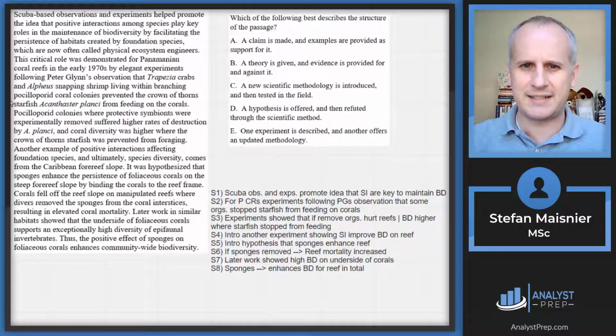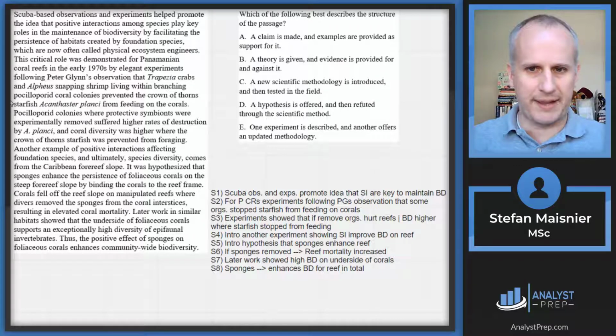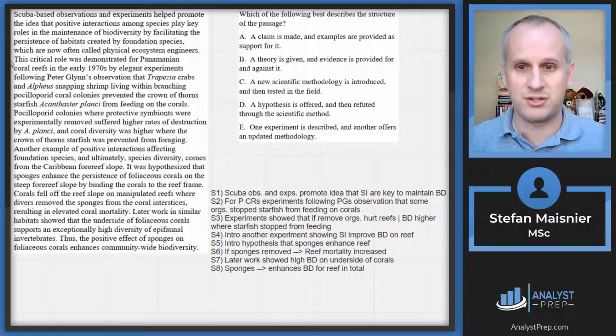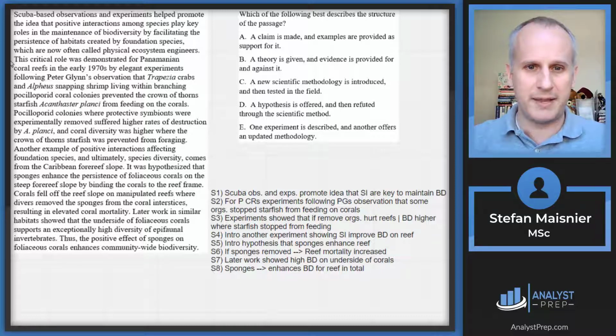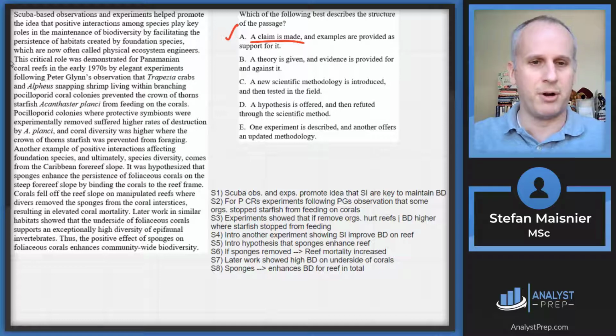So one of the tactics that the exam likes to do is they'll put your main idea question at the end of one of these denser passages. So here we're being asked, which of the following best describes the structure of the passage? And again, we already kind of have it all set up here in our passage map, so we probably can go straight to the elimination. So a claim is made, yeah, and that would be sentence 1 right there. And examples are provided as support for it. Wow, that actually went pretty smoothly because you're like, yeah, we got those 2 examples, those 2 experiments, those elegant experiments that proved that scuba did promote this idea.